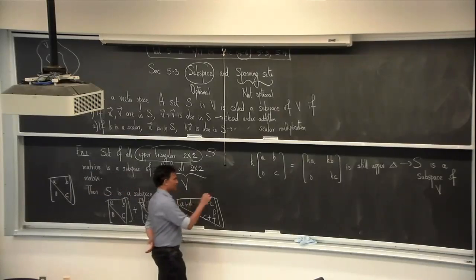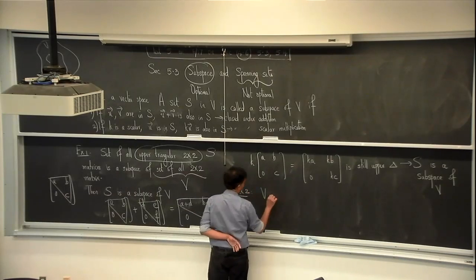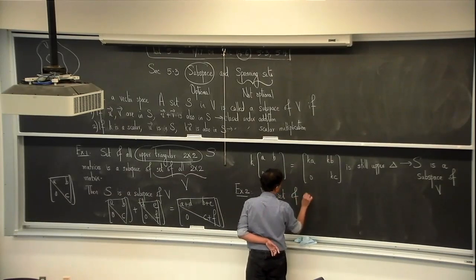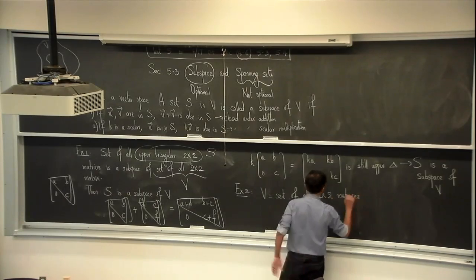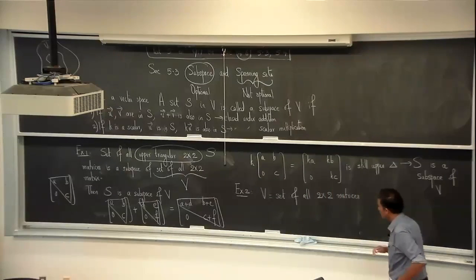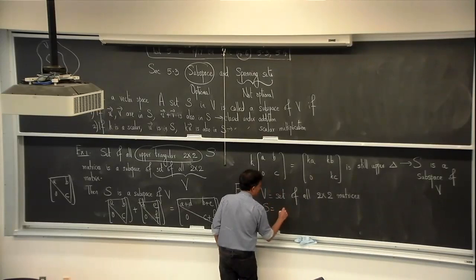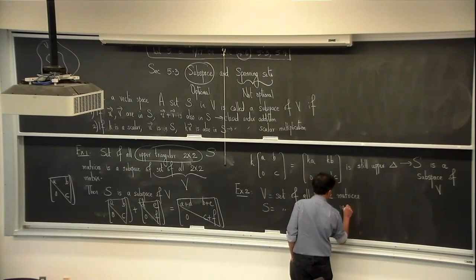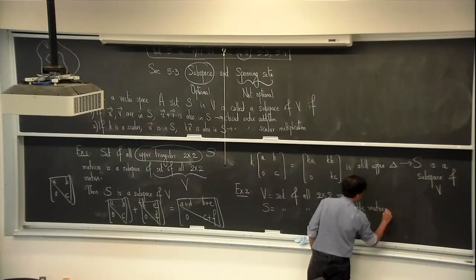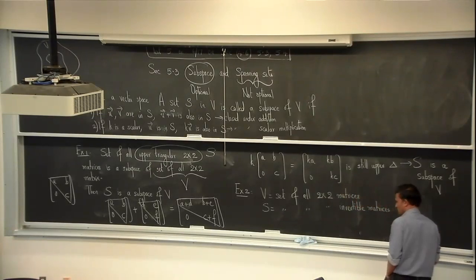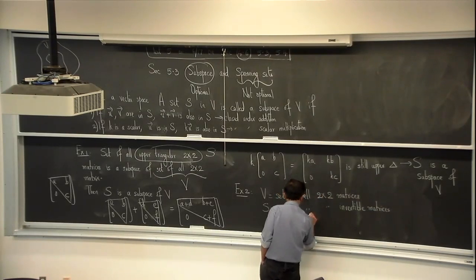Let me ask you this question, just to see if you kind of get this idea. Again, let V be the set of all 2 by 2 matrices. We can assume that all the numbers inside it are real numbers, so there is no imaginary matrix at this point. And let S be the set of all 2 by 2 invertible matrices. What do you think? Is S a subspace of V? If not, you should tell me one bad example where it will fail.